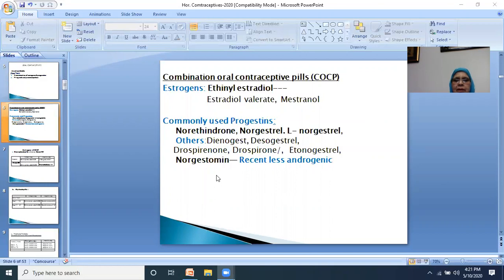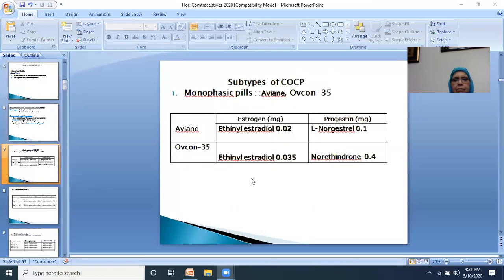Others are dienogest, drospirenone, etonogestrel, then norgestimate. Norgestimate is recent, it is less androgenic. There are certain adverse effects which are produced by androgenic progestins. So in those cases, we can change to the non-androgenic.